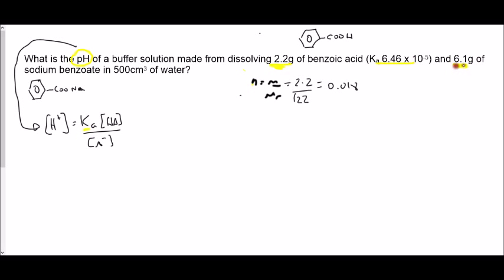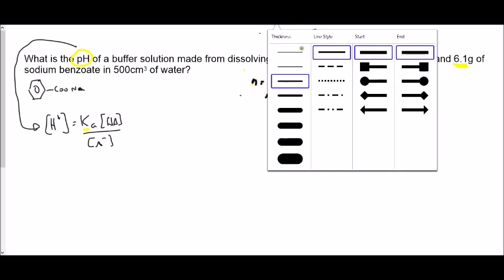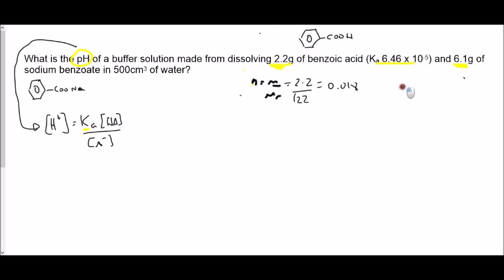Keep going, we've got another mass, this time of sodium benzoate. So once again we can work out the number of moles. So we do 6.1 divided by the Mr of sodium benzoate, which is 144. Again, if you're not given the Mr in the question, you'll get a mark for calculating it. So make sure you're doing the straightforward things. And for that we get... Okay, so now we've got moles for each of these.